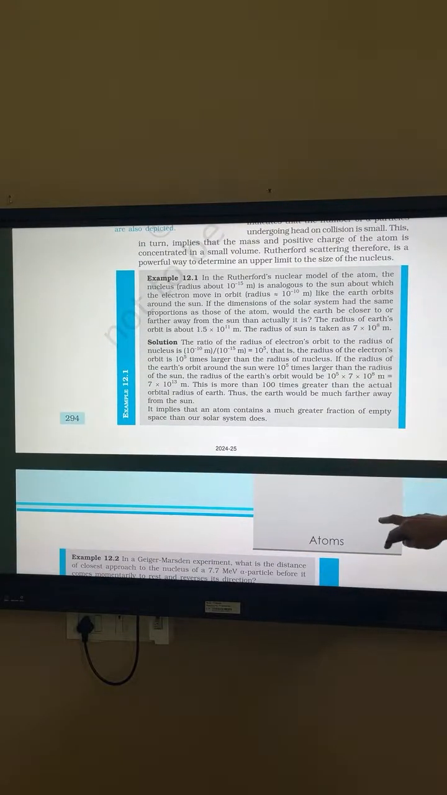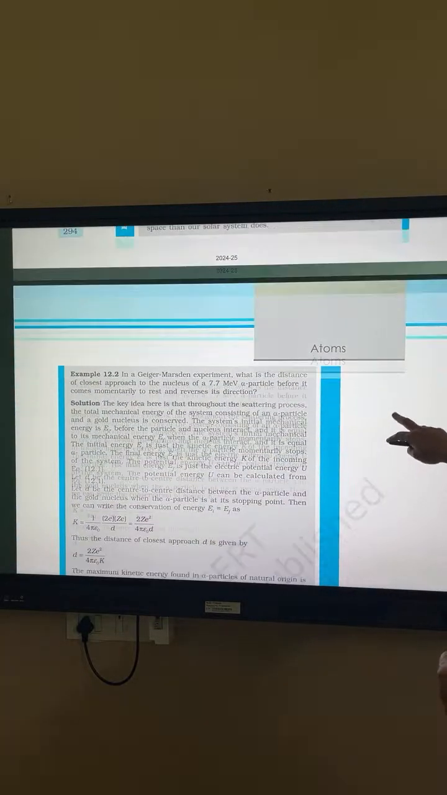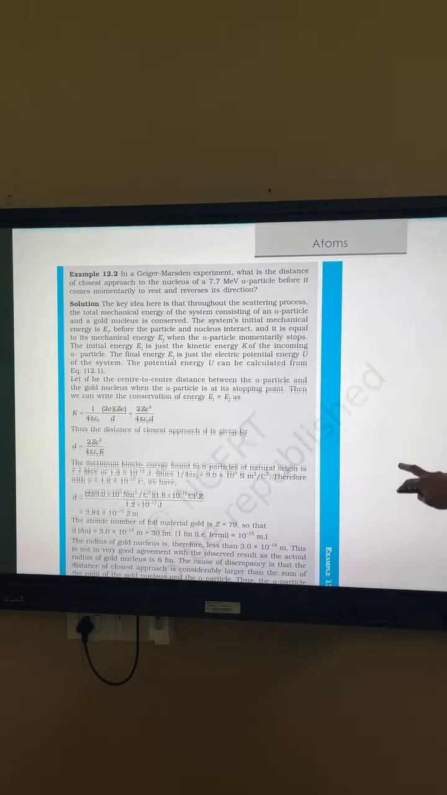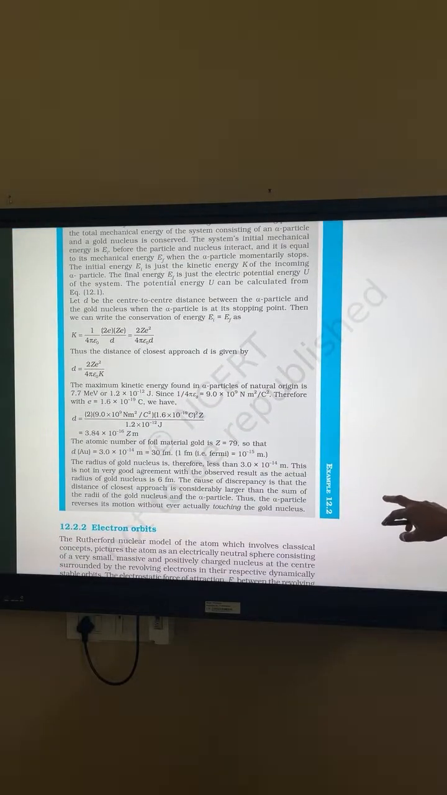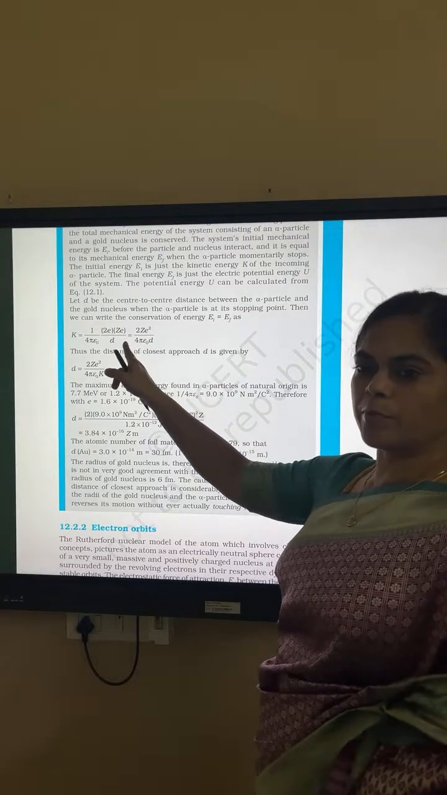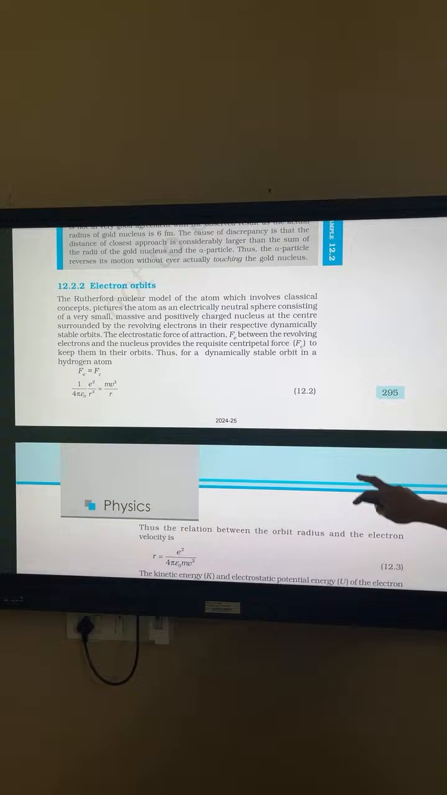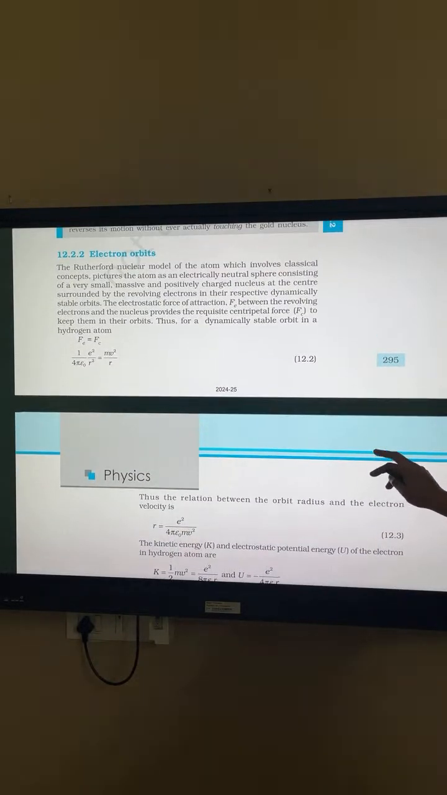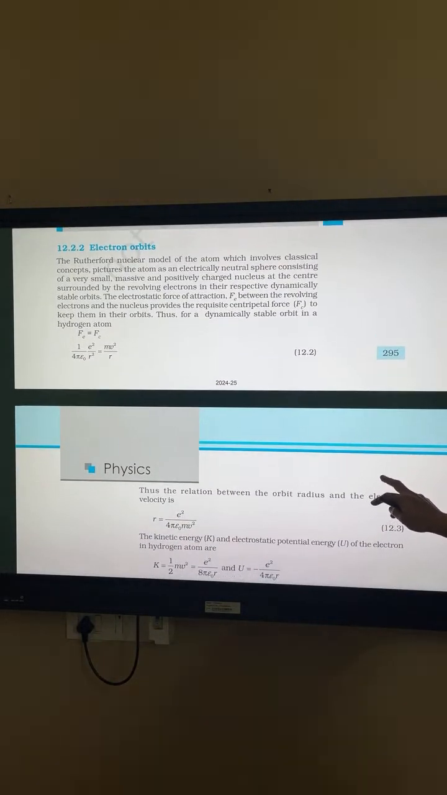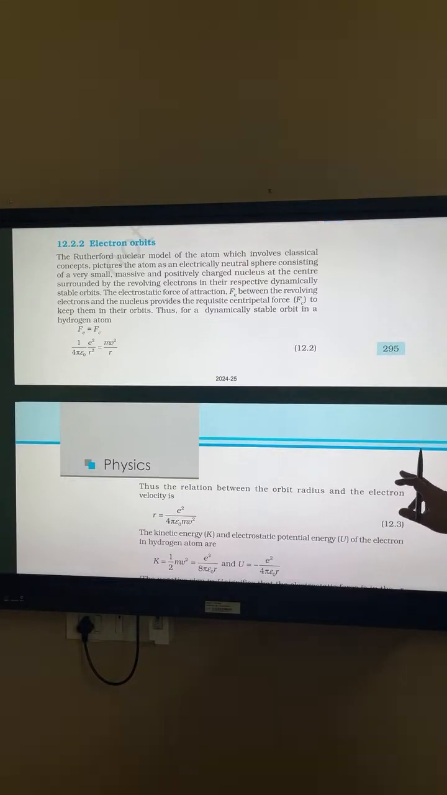So you better go through all the examples. If you are not getting anything, let me know, I will explain. Based on this, definitely you will get one problem. Very easy only. Then electron orbits we will discuss next, shortly.